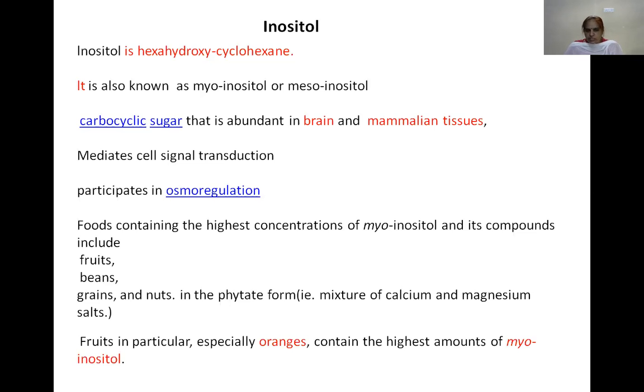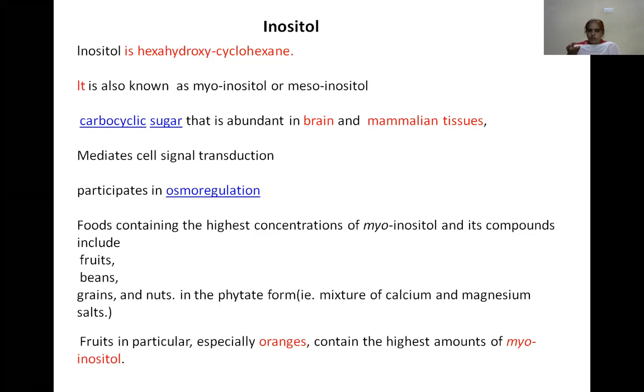Some foods show the highest content of inositol, that is myo-inositol. See which types of foods show myo-inositol in high concentration. Fruits, beans, grains, and nuts show a high concentration of myo-inositol, but it is available in the form of phytate. Phytate is a mix of calcium and magnesium salts. So that means it is myo-inositol.